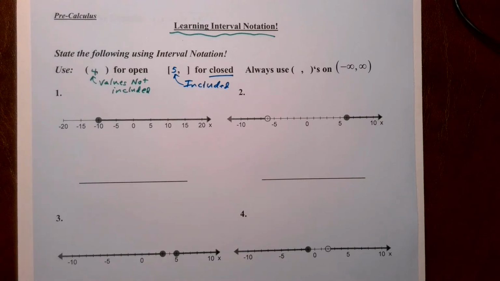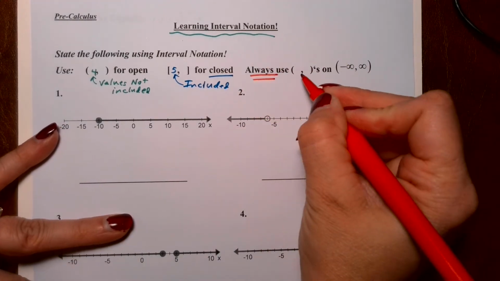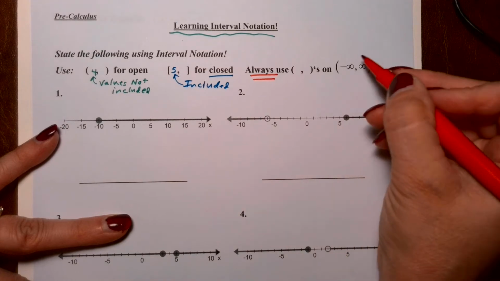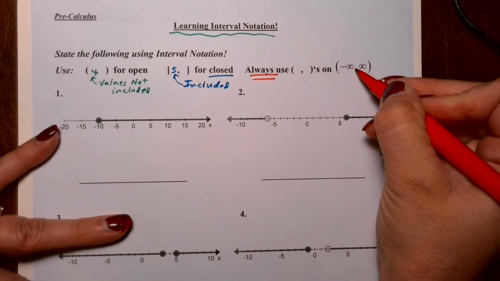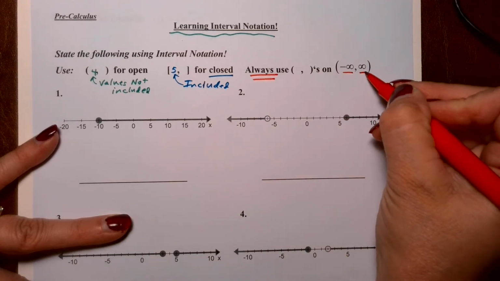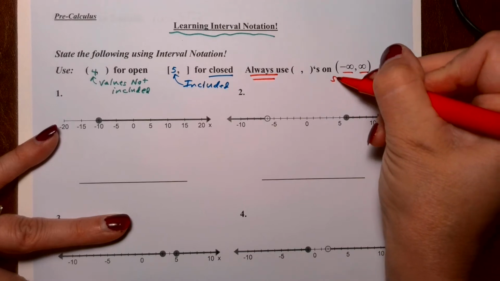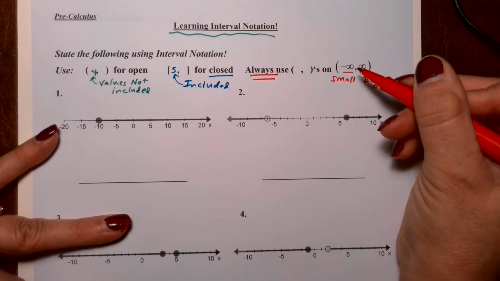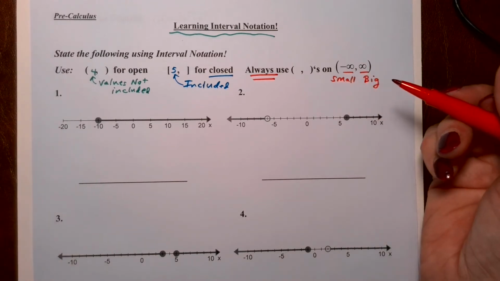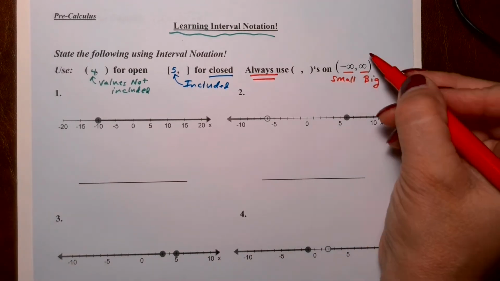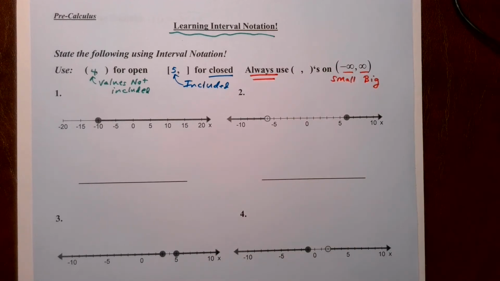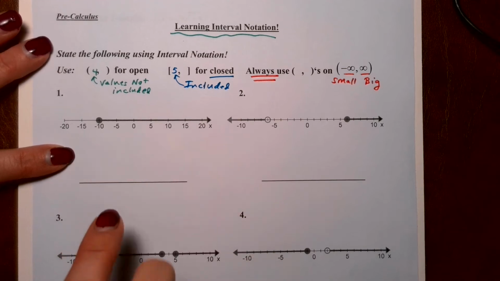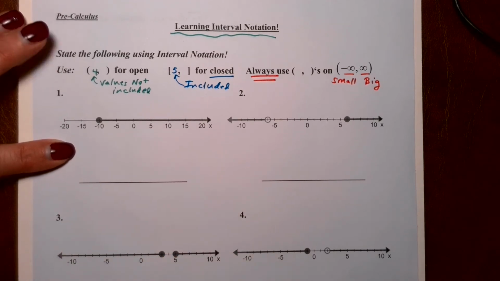And then most importantly, we always use parentheses on infinity. So from parentheses negative infinity, comma positive infinity. Remember, it always goes small, comma big. You can't actually get to infinity because it's forever. You can't touch it, so we're going to put a parentheses on it. Now I would like to look at these graphs and write them in interval notation.